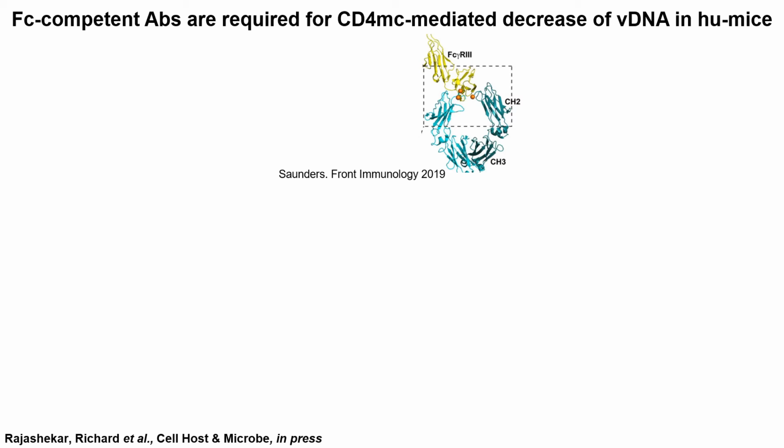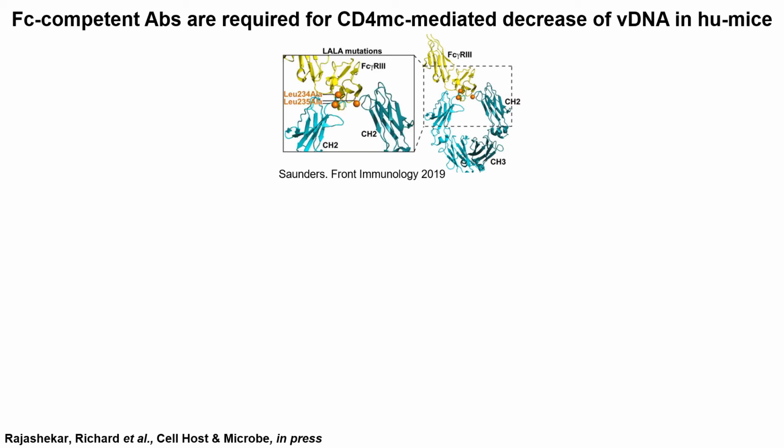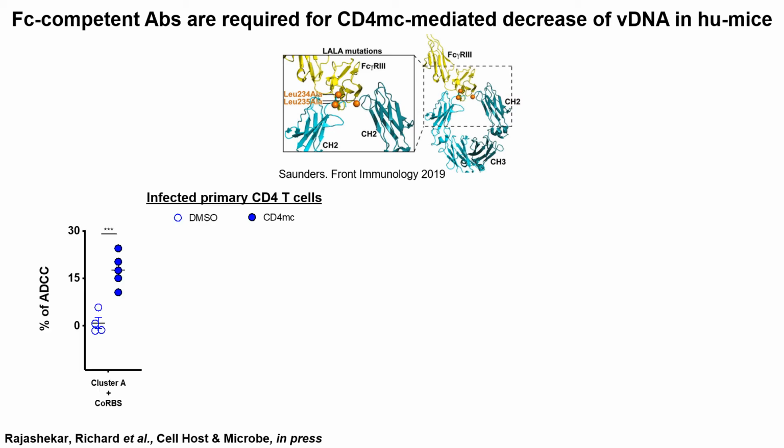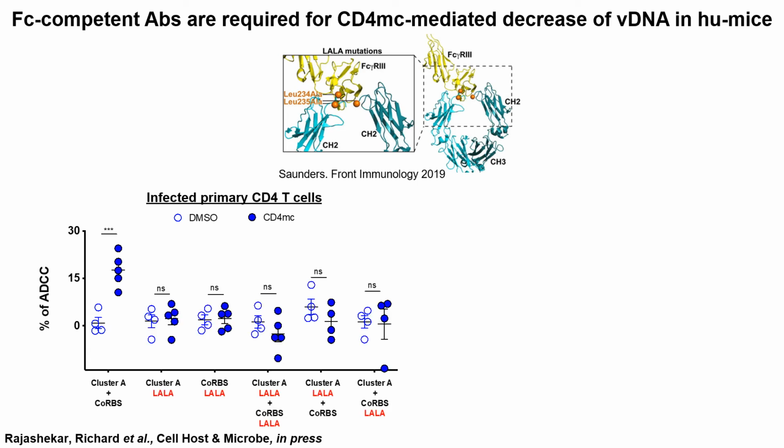To evaluate the role of Fc effector function, we introduced LALA mutation in the Fc portion of both classes of non-neutralizing antibody. These mutations were shown to decrease antibody interaction with Fc gamma receptor. So compared to wild-type antibody that mediates strong ADCC response against infected primary CD4 T cell in the presence of CD4 mimetic, introduction of these mutations in co-receptor binding site or cluster A antibody totally abrogated this ADCC response.